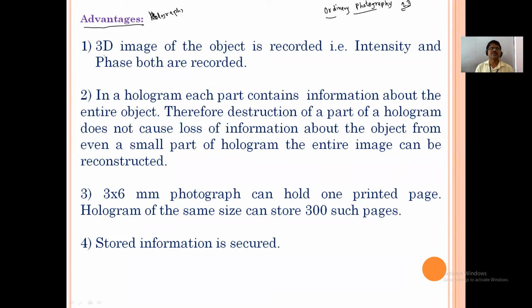What is first advantage is 3D image of the object is recorded. The intensity and phase both are recorded. In ordinary photography मध्ये काय रेकॉर्ड करतोय आपण? 2D image. इथं किती इमेज करतोय आपण? 3D image. Holography मध्ये 3D image, ordinary photography मध्ये 2D image. In holography 3D image of the object is recorded, that is intensity and phase both are recorded. Right? Advantage number 1. First advantage, 3D image of the object is recorded, that is intensity and phase both are recorded.